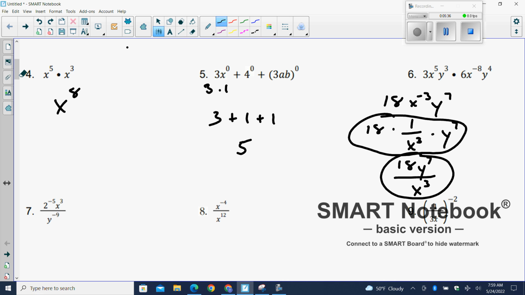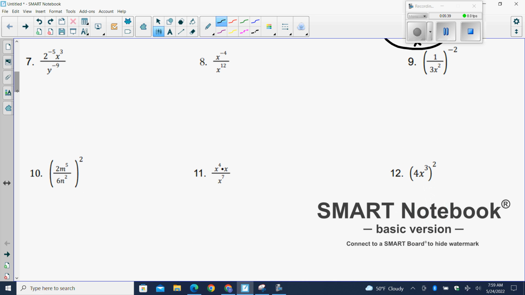All right, question 7. Deal with your numbers first. So let's deal with all like terms. So 2 to the negative fifth power. I don't have any other whole numbers being raised to an exponent, so I'm going to look at this entire thing and see if I have any like terms. I have a base of 2, I have a base of x, and I have a base of y. None of them are the same. So I'm just going to rewrite this thing using only positive exponents.